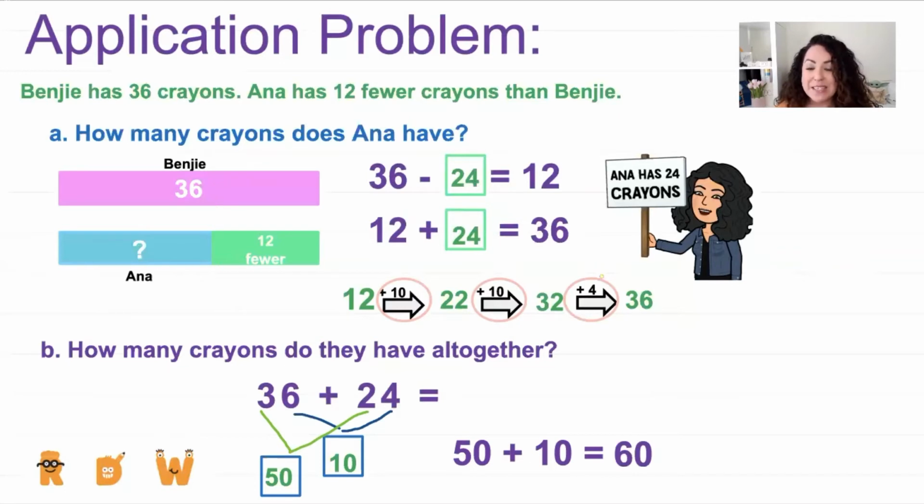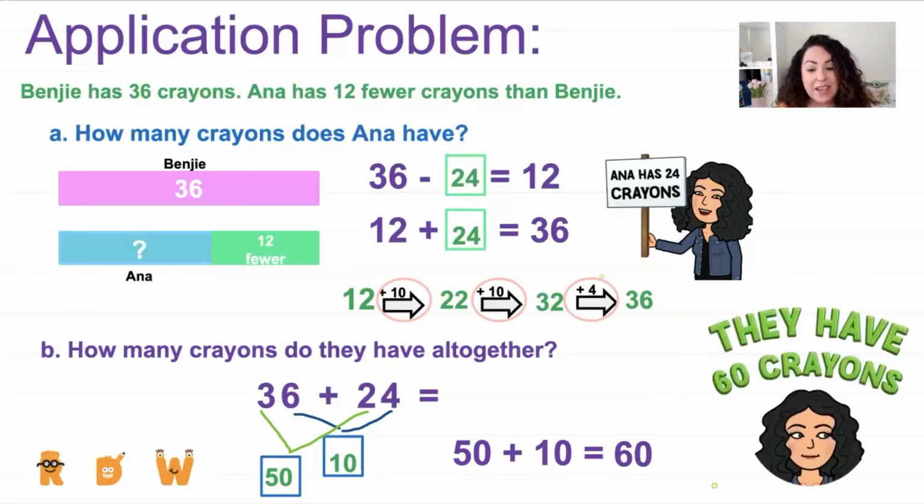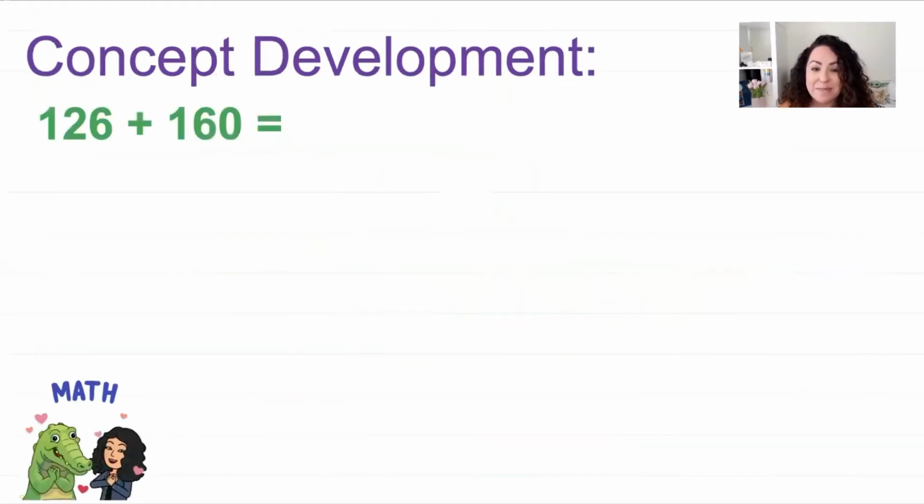50 plus 10 is equal to 60, so they have 60 crayons all together. So let's go ahead and get started with our concept today. So our first problem is 126 plus 160.